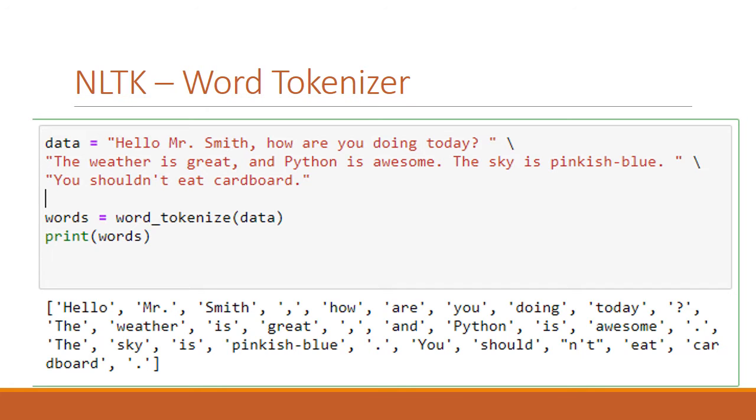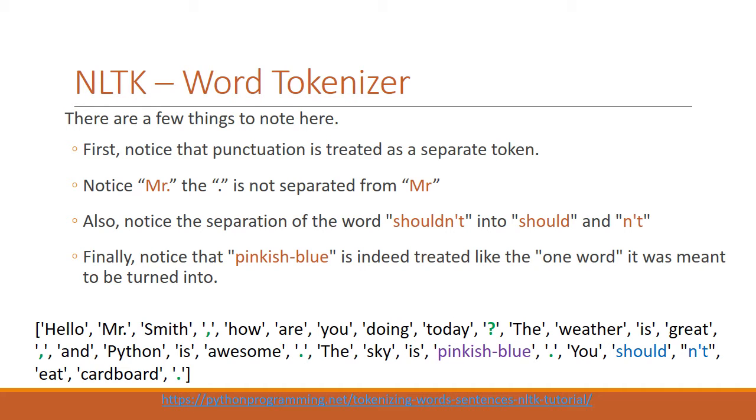Here's another example of using the word tokenize function to tokenize a string. The string that we're using as an argument in this example is longer and contains more special cases than our previous example. As we examine the output from tokenizing our string, there are a few things to note. First, notice that the punctuation is treated as special tokens. So we have our question mark, our period, our comma.